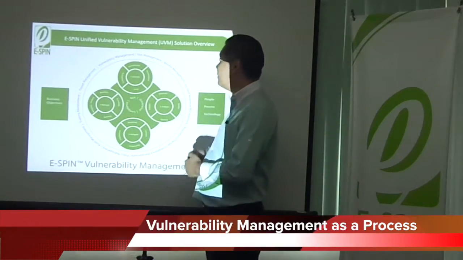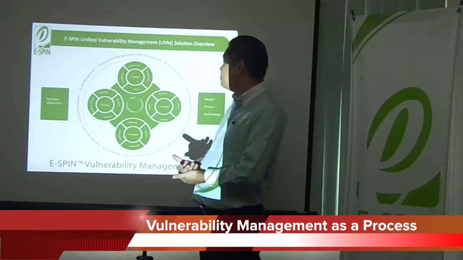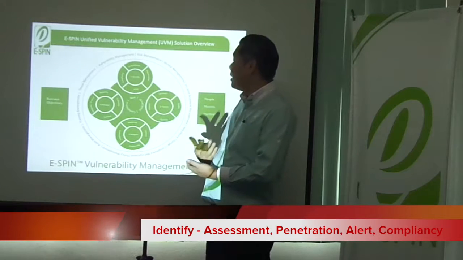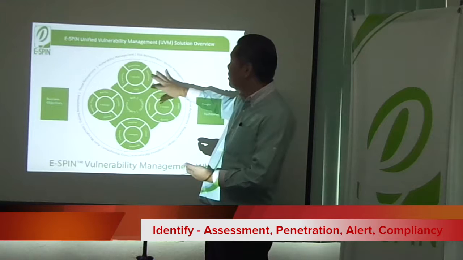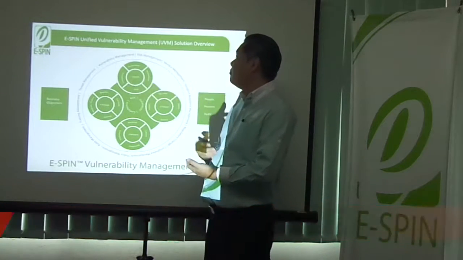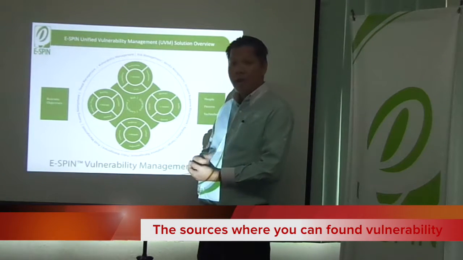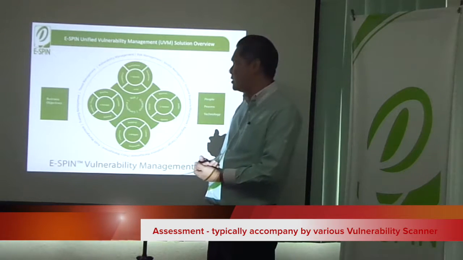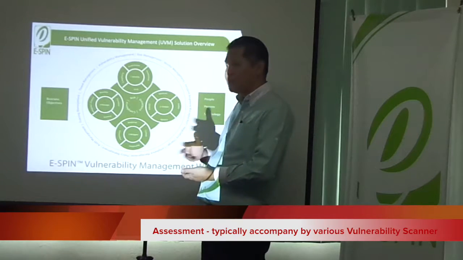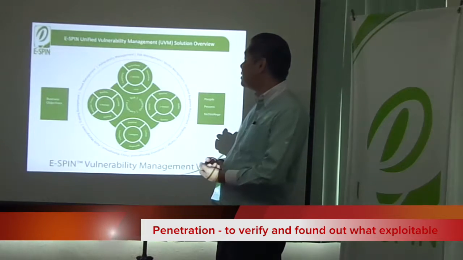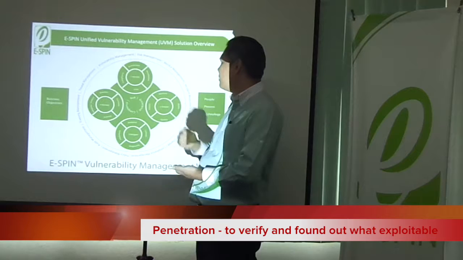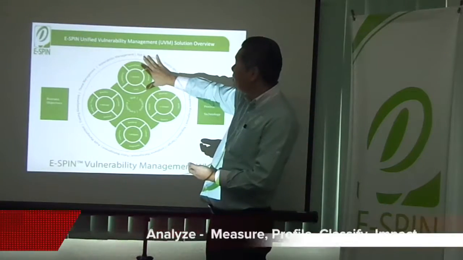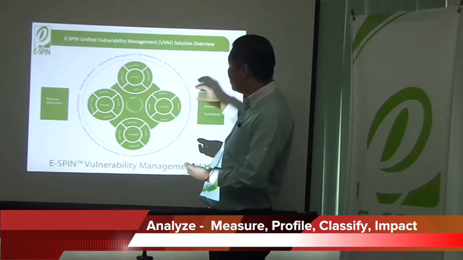So zooming in for more detail, first we talk about vulnerability management as a process: identify, analyze, mitigate, and manage. First, on identifying vulnerabilities, we talk about assessment, and then penetration testing, data, and compliance. From these four main sources, it will help you identify all the vulnerabilities you need to look into. Assessment is typically accompanied by various kinds of vulnerability scanners, like database scanners, web scanners, Wi-Fi scanners, and so on. Some say penetration tools are part of the vulnerability process, some say they are not. But for us, penetration testing can help identify vulnerabilities that you can look into.